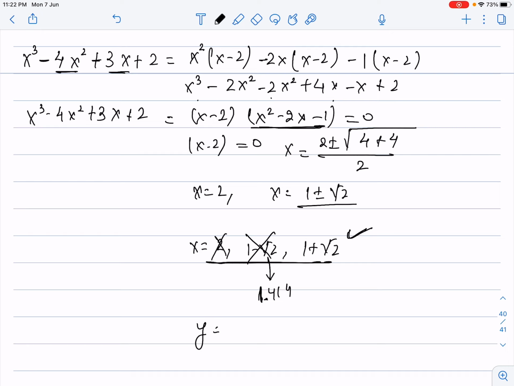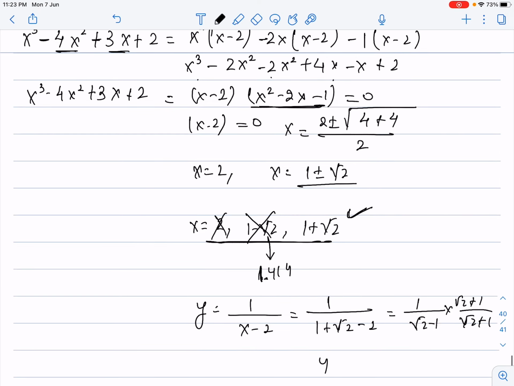But y is what? 1 upon x minus 2 is the value of y. So what would be the value of y corresponding to this x value? 1 divided by 1 plus root 2 minus 2 would be the value of y over here. So we'll be getting 1 upon root 2 minus 1. Rationalizing, root 2 plus 1 will be written by me in the numerator and root 2 plus 1 will be divided by me in the denominator. y will become root 2 plus 1.